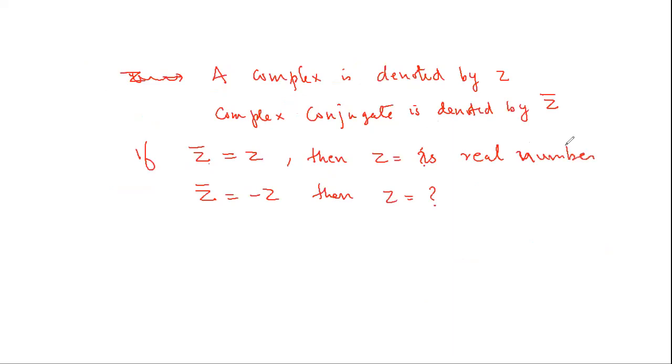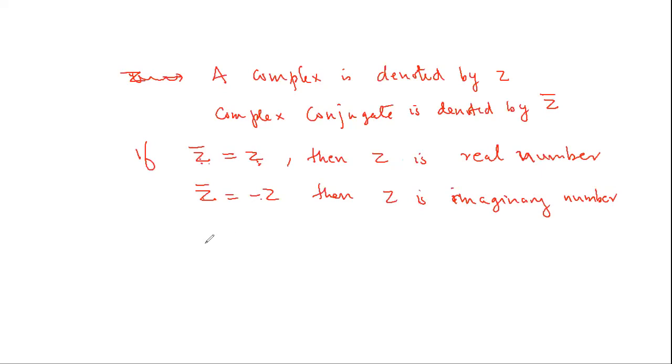If Z bar becomes Z, that means the complex number's conjugate and the number itself are equal, then Z should be a real number. So that is one of the tests to check that Z is real. When Z bar becomes minus Z, then Z is an imaginary number.